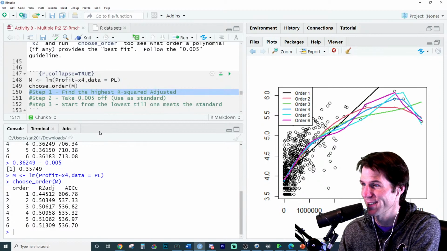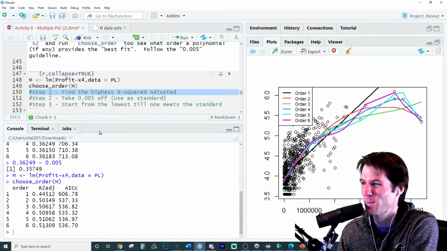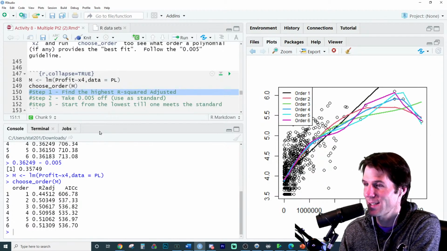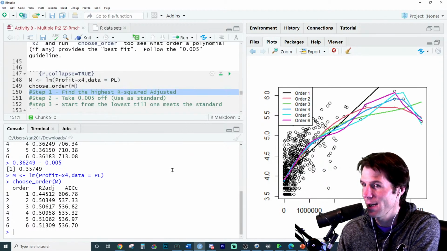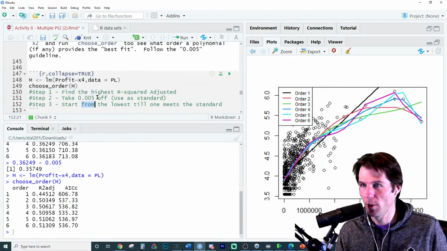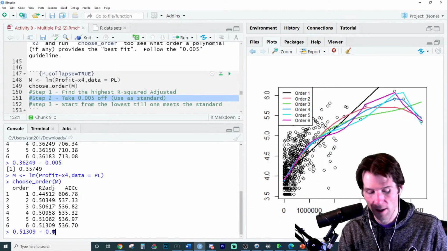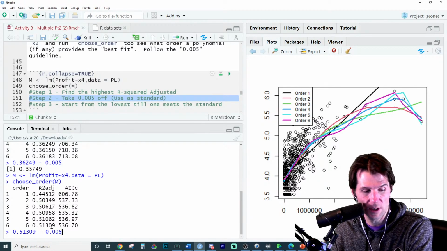This one's not meant to be a trick question. Good test questions right here. Good practice. Highest R squared adjusted right there. Just go through and be like, which one's the highest? And so now we have the highest. What we're going to do, we're going to subtract 0.05 from it. And this becomes our standard. Oh, no. Just take the highest R squared adjusted and subtract 0.005.